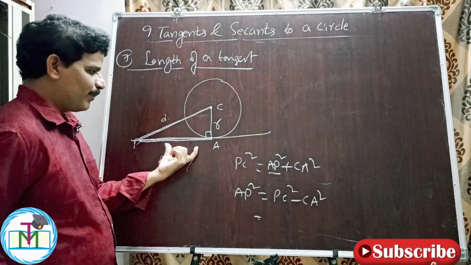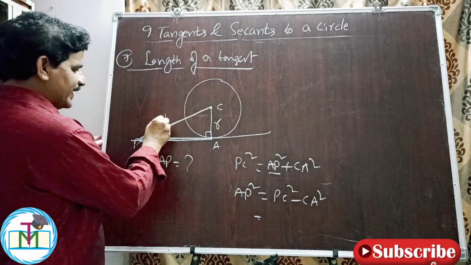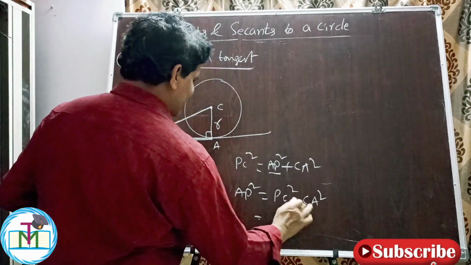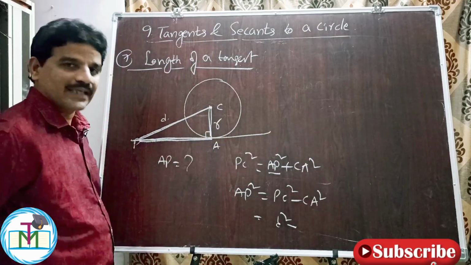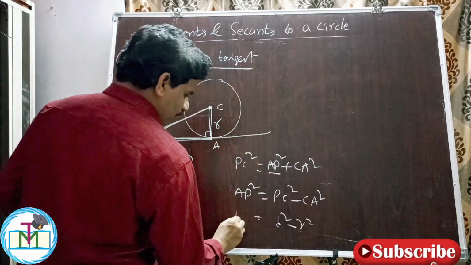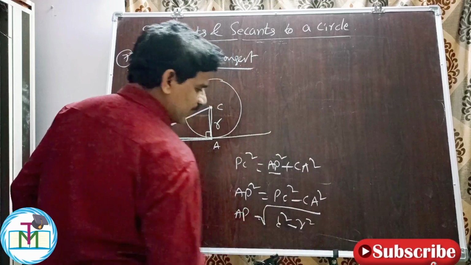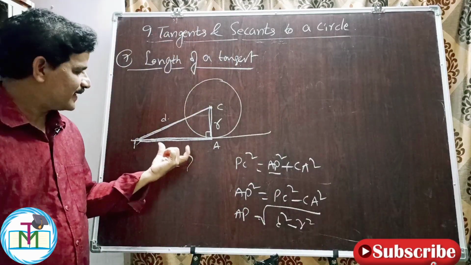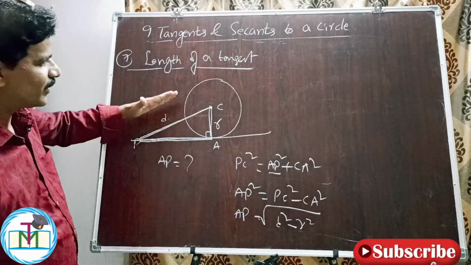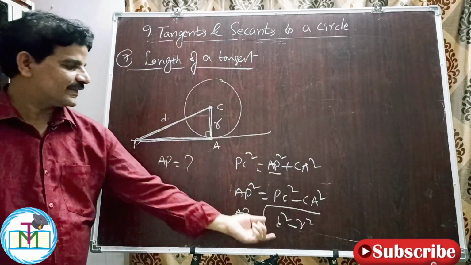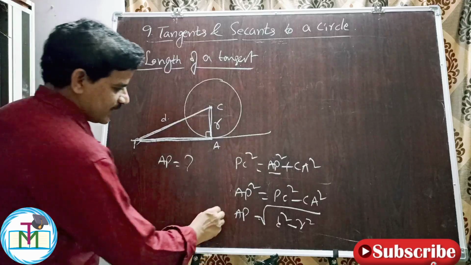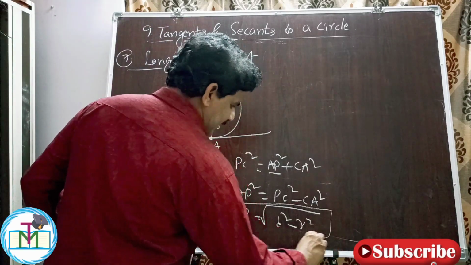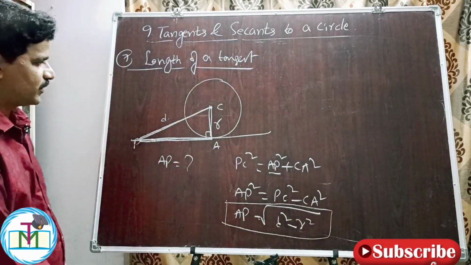I want this AP. What is PC? PC is what? Denoted by D, D square, minus CA is what? Radius r square. I want AP is equal to under root D square minus r square. Whenever you want this length of the tangent AP, simply this is what? Hypotenuse square minus this radius square, with what? Under root. So this is the length of the tangent formula, very very important.